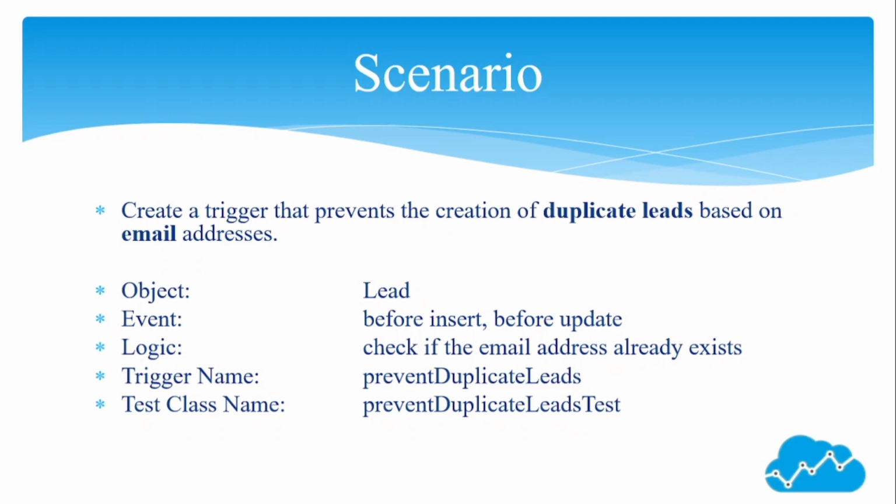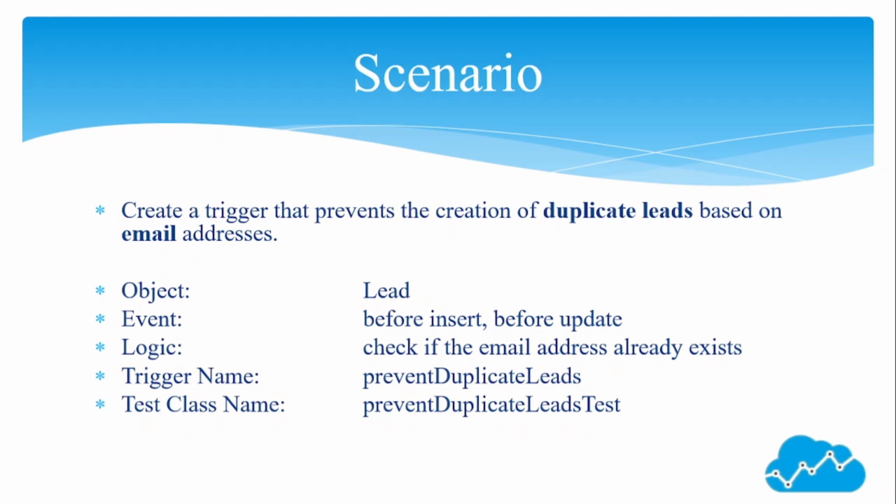In the continuation of trigger scenarios, we are going to create a new trigger that prevents the creation of duplicate leads based on email addresses. So here the trigger would be preventing someone from creating a duplicate lead on the behalf of email address. Here we are finding the duplicate lead on behalf of email address.